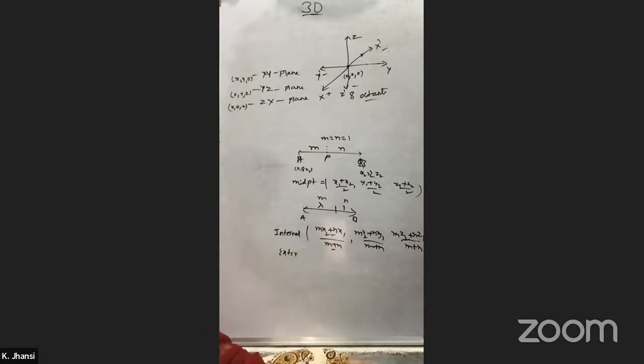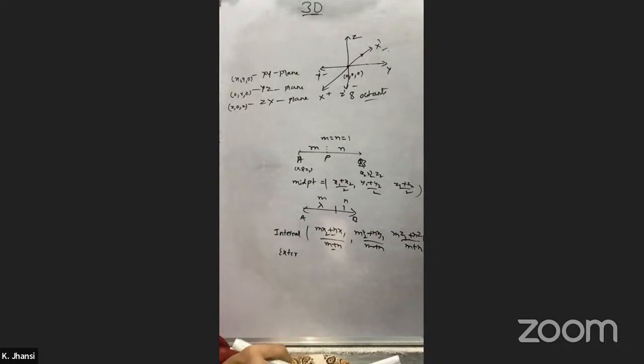So on page number 13, the formulas for internal and external division are also important for solving problems. On this, you will get one problem for 5 marks. Okay, the questions will be like this. Example: find the coordinates of the point which divides the line joining the points in the ratio 2:3.